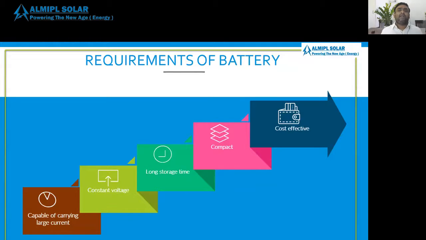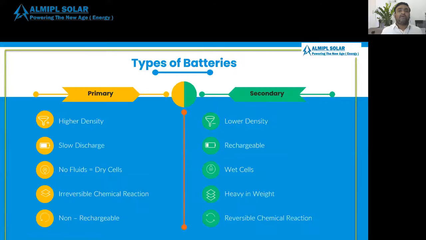Long storage time: normally, for a new battery, we need 16 to 20 hours to store the power. So it is longer. Compact: everybody knows batteries are compact. Cost effective. There are two types of batteries available: one is primary and the second is secondary. We will see right now the advantages of primary and secondary and where we can use them. A higher density battery is the primary battery.